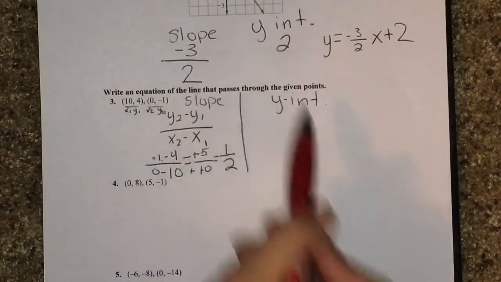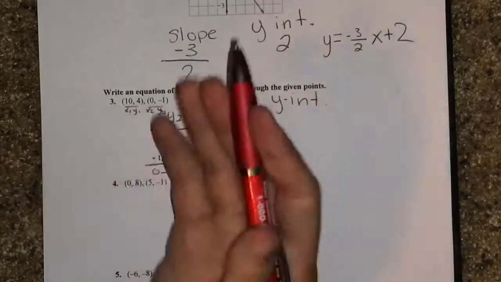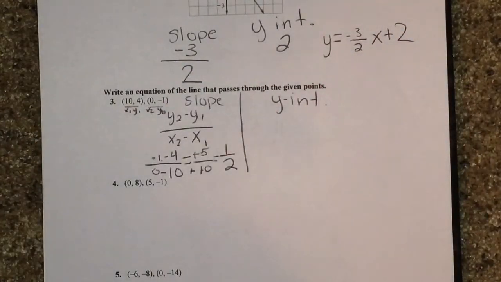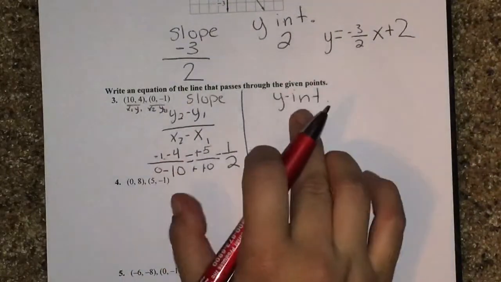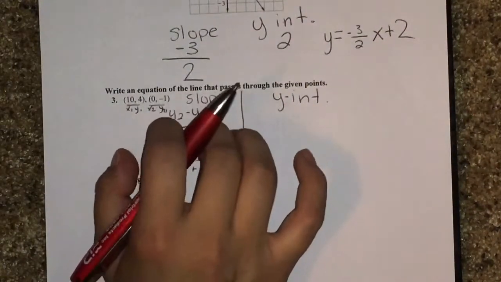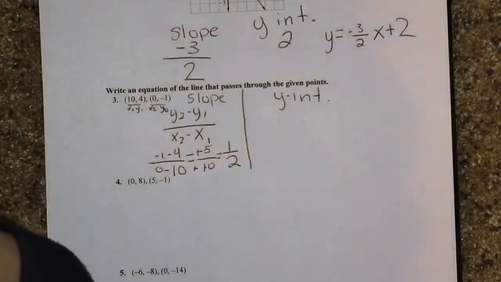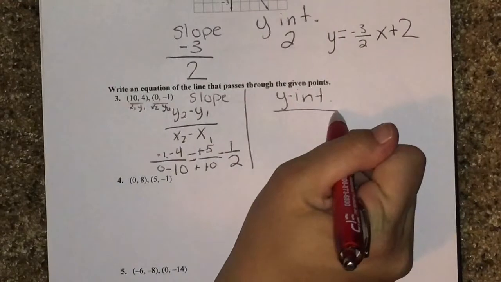So, nothing that you guys have not done before, okay? Remember, when you're writing the equation of a line, you need the slope and the y-intercept. If you are given 2 points, you can easily find the slope, which is what we just did. Now, how about finding the y-intercept?